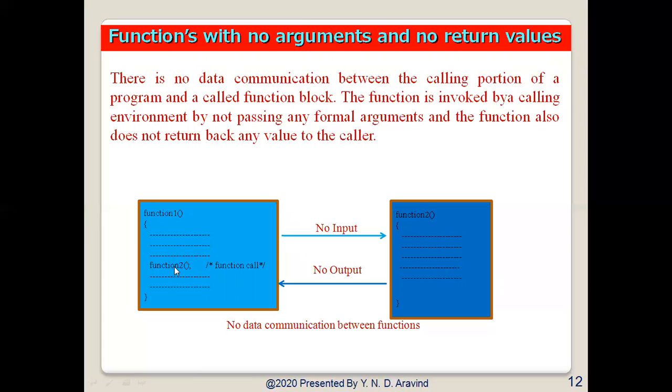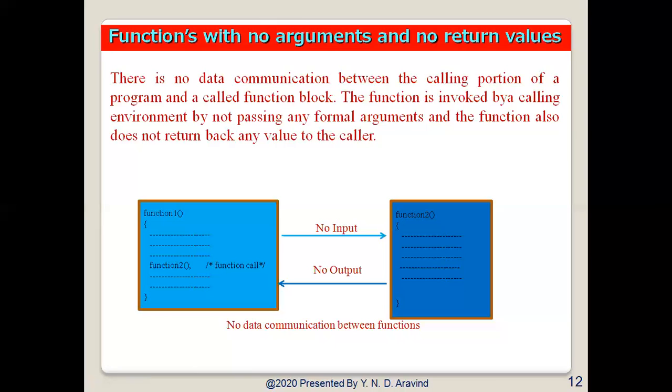Since I am calling function 2 in this function 1, function 1 is called the calling function and function 2 is called the called function. And if you can see here, the arguments in this particular function 2 is null. So there are no arguments, which means the function does not have any arguments. And you can also see that it does not have any return value. So it has no return value.